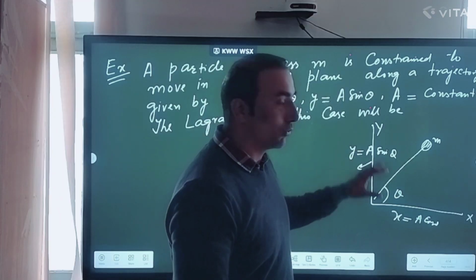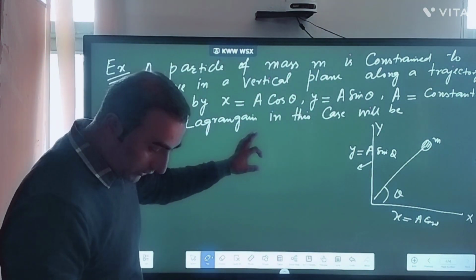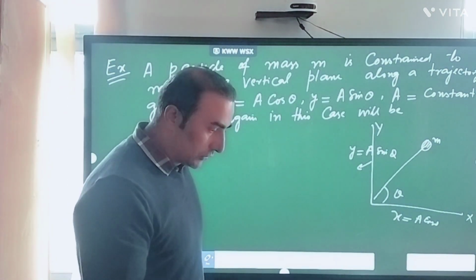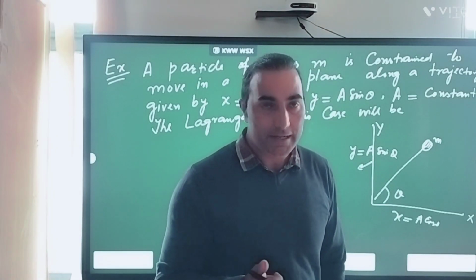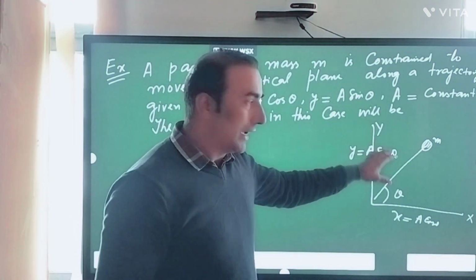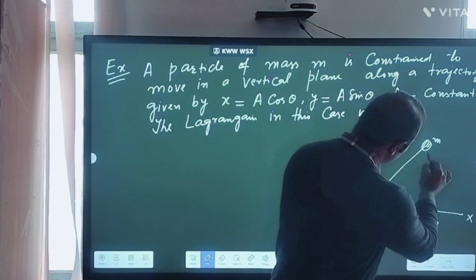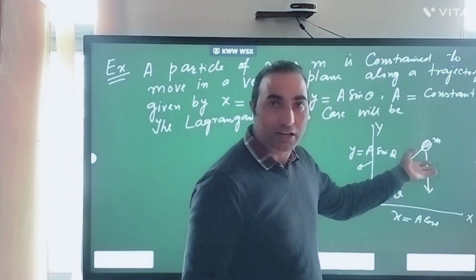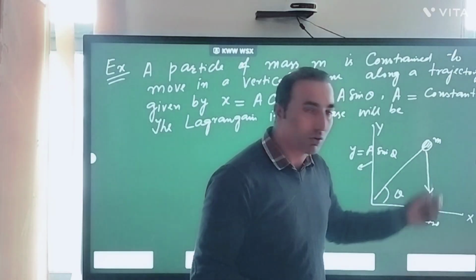So now what do we need to do? We need to construct the Lagrangian for this. We need to write the corresponding Lagrangian. Because the Lagrangian is simply the kinetic minus the potential part, right? So first I need to calculate the kinetic part, and after that I can look at the potential part. The potential energy will be V equal to minus mgy, right?